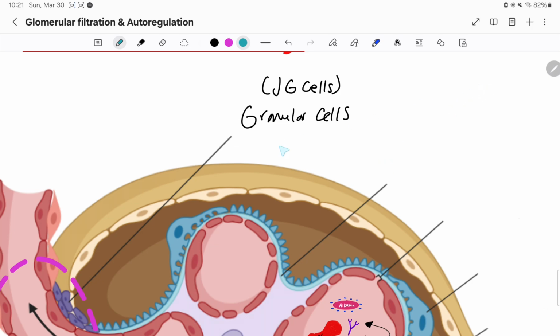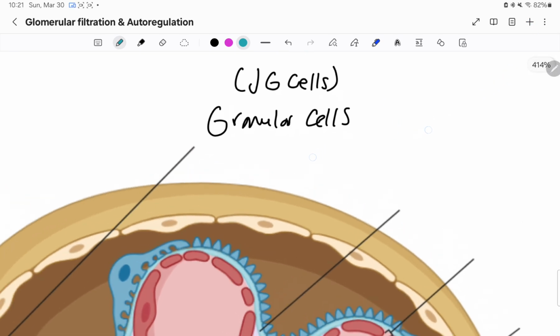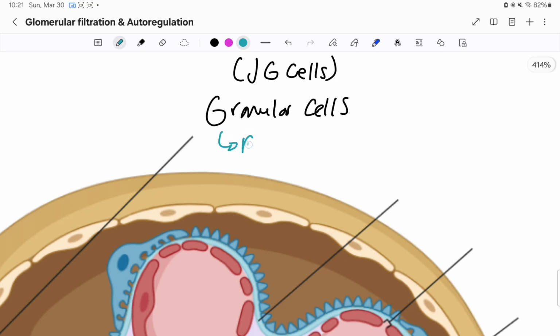And they also have, actually, let me say this again. So these granular cells basically have the ability to secrete a molecule known as renin. And this molecule renin is actually released when you have a low blood pressure in hopes of trying to bring the blood pressure back up. And it does this, renin, and if you remember, I mentioned this at the start of the video, because it's an enzyme that's involved in the production of angiotensin II, okay?